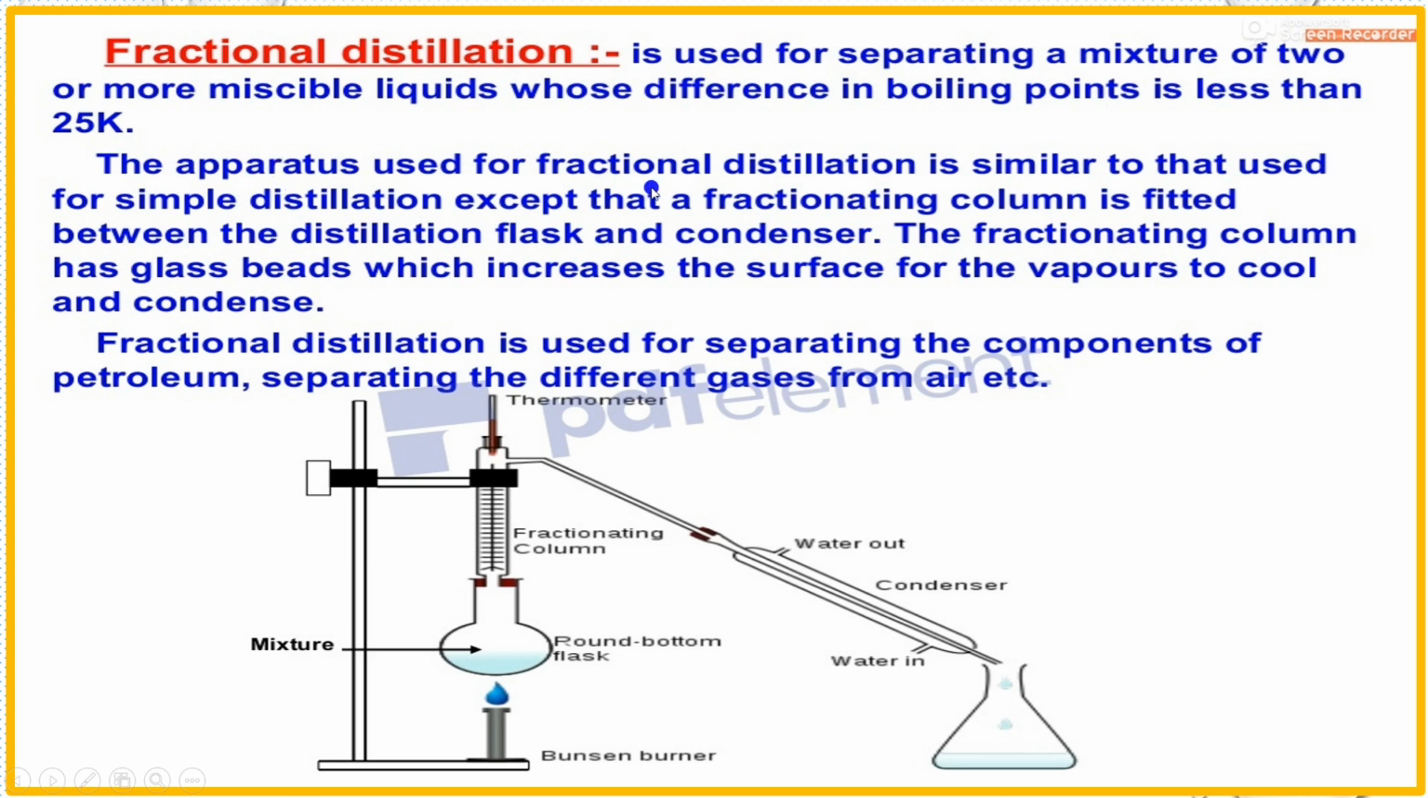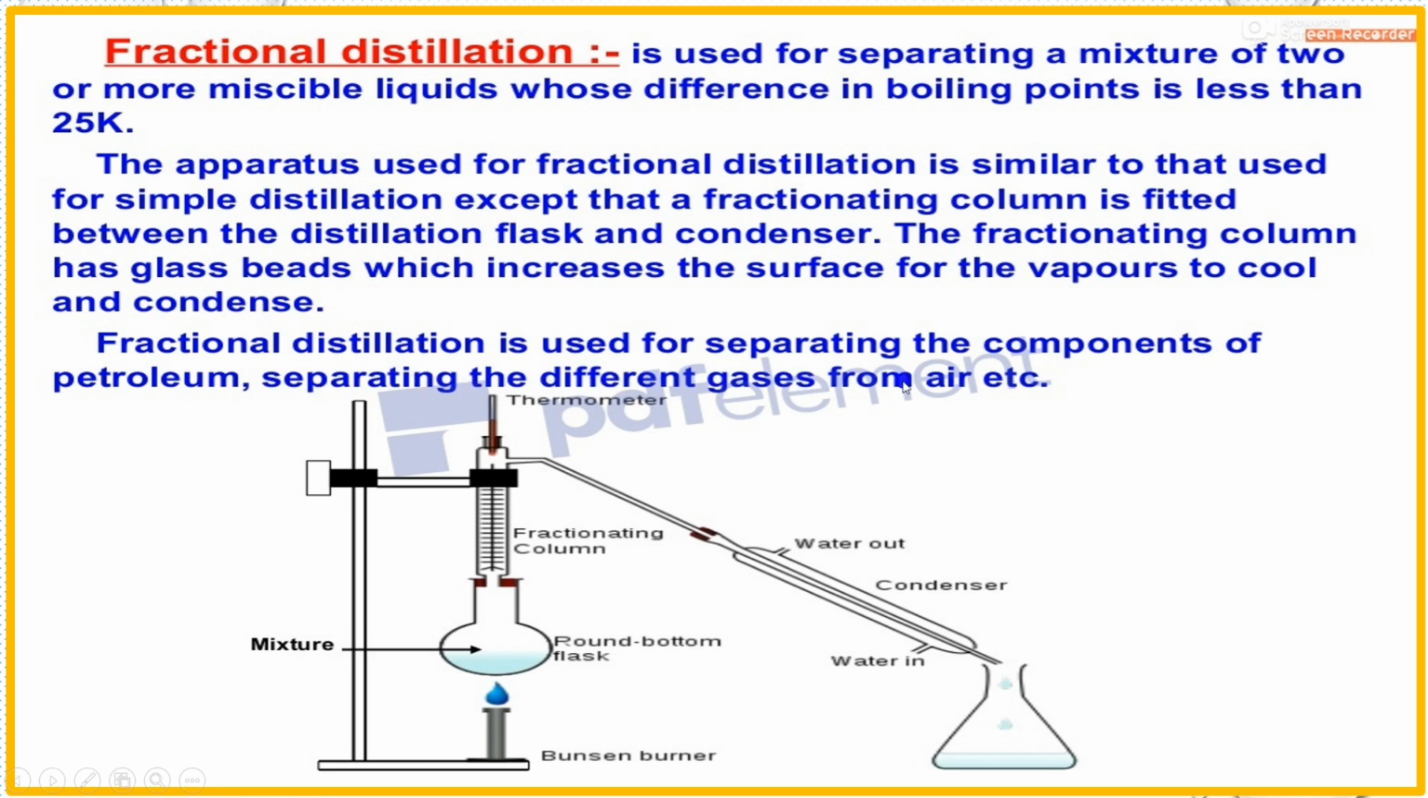The apparatus used for fractional distillation is similar to that used for simple distillation, except that a fractionating column is fitted between the distillation flask and condenser. The only difference between fractional distillation and simple distillation is that in fractional distillation, there is a separate fractionating column fitted in between the distillation flask and condenser. The fractionating column has glass beads which increase the surface for the vapors to cool and condense.